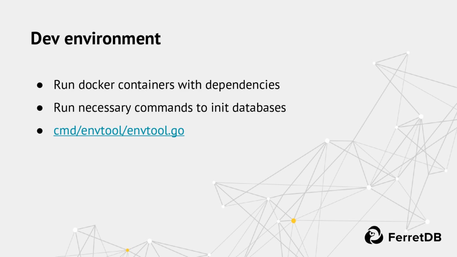How do we run it? We run simple Docker containers with dependencies. So for example, when you develop FerretDB, you need to have PostgreSQL as a backend, you need to have MongoDB to run tests against it, and maybe some more containers. And in addition to that, if you initialize database, you might need to have some additional commands, for example, to initialize replica set on MongoDB. Again, we added very simple our own tool that helps us work with those containers and run those commands, as everything else is open sourced.